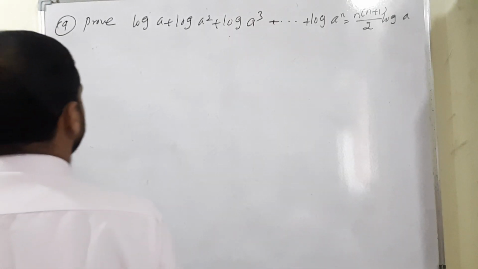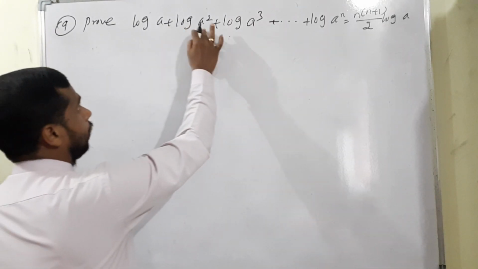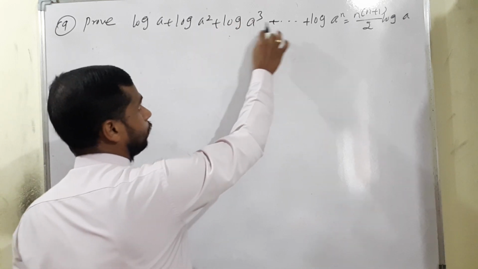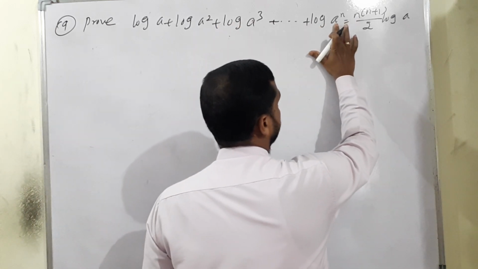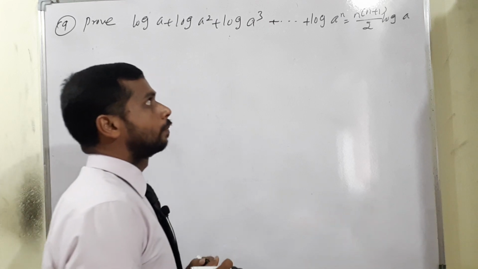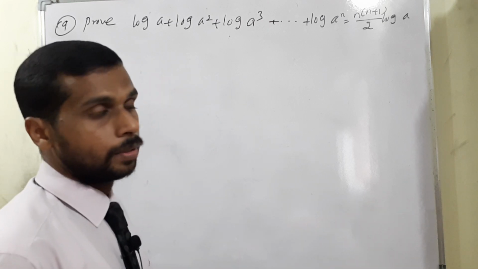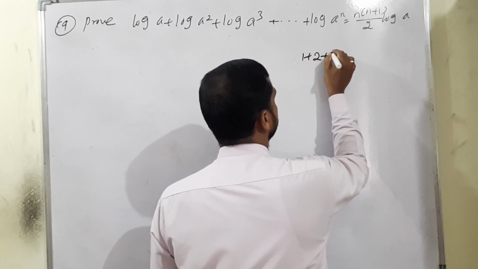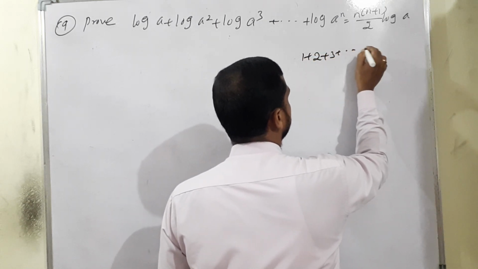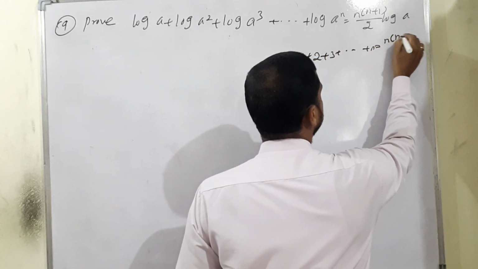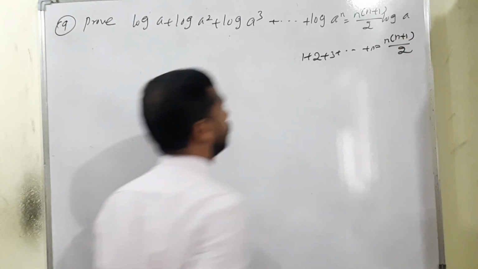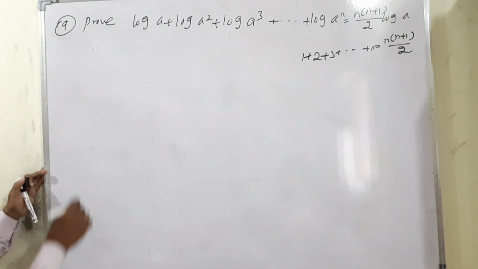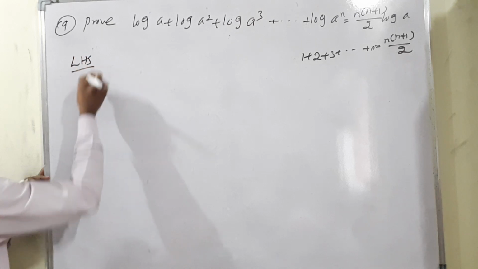Question number 9. Prove that log a plus log a square plus log a cube plus dot dot dot plus log a to the power n is equal to n into n plus 1 over 2 into log a. Already we learned in 9th or 10th standard the formula: 1 plus 2 plus 3 plus dot dot dot plus n is equal to n into n plus 1 by 2, the natural number formula. So LHS, what is LHS?